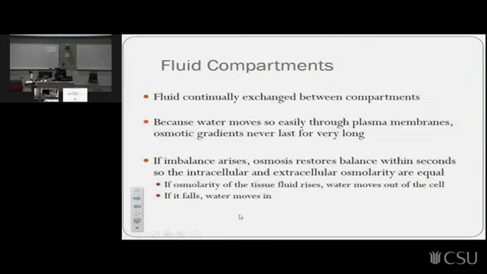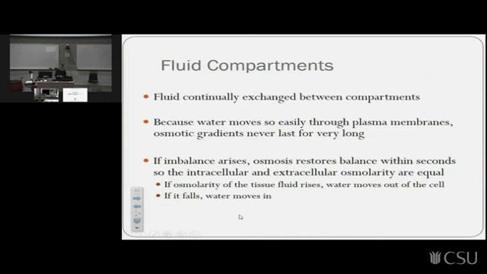So still talking about the fluid compartments, fluid is continually exchanged between compartments. This is done through capillary walls and through plasma membranes as well. So from tissue fluid, water may be reabsorbed via capillaries, and then from capillaries into cells via osmosis or into the lymphatic system. So all of those different compartments are exchanging the amount of fluid that they have.